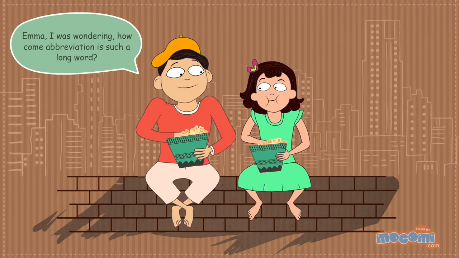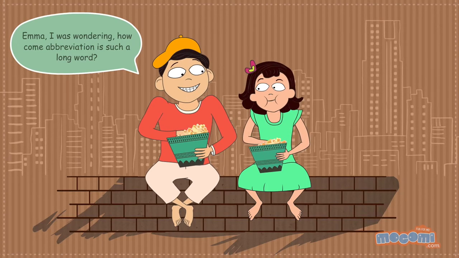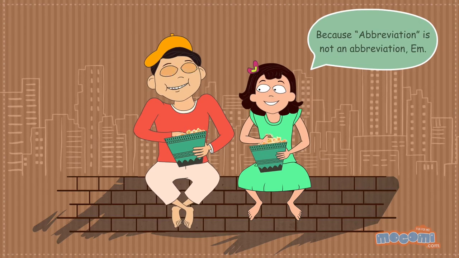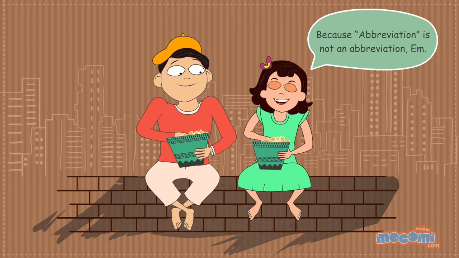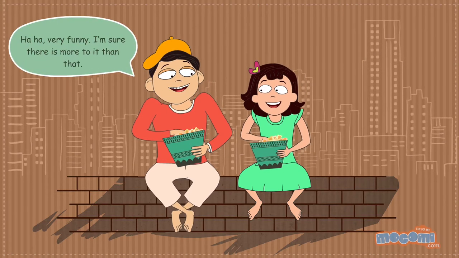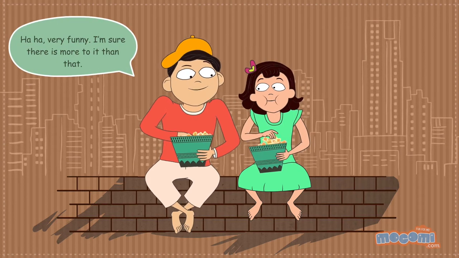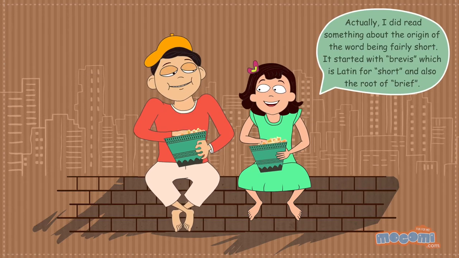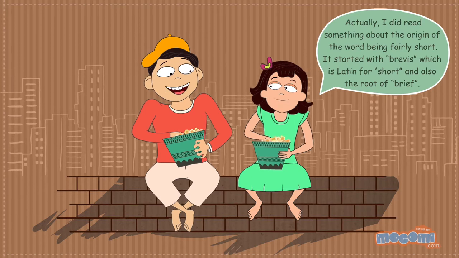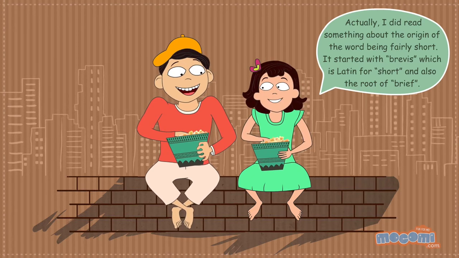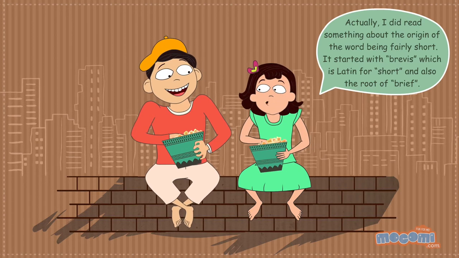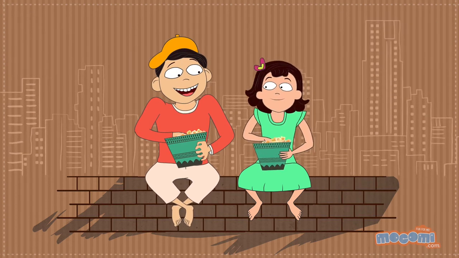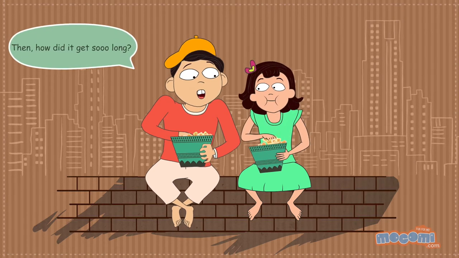I was wondering, how come abbreviation is such a long word? Because abbreviation is not an abbreviation, M. Ha ha, very funny. I'm sure there's more to it than that. Actually, I did read something about the origin of the word being fairly short. It started with brevis, which is Latin for short, and also the root of brief. Then how did it get so long?